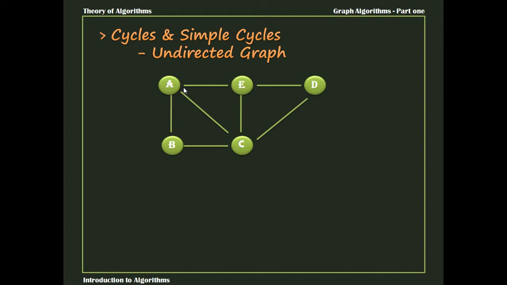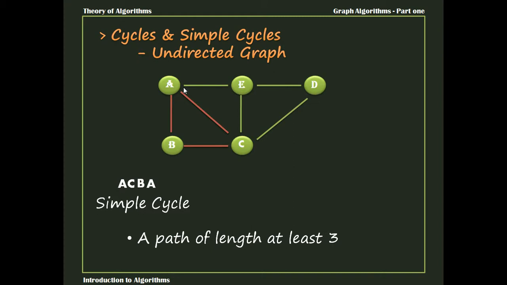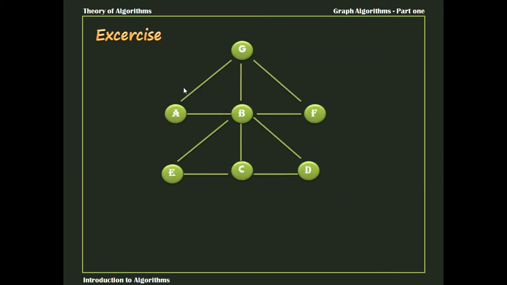Undirected graphs also may contain cycles. They must be of length at least 3. Now, track the following: A, C, B, A. That's a simple cycle. Whereas the following: E, C, A, B, C, E is not a simple cycle. We will have a brief exercise now trying to make it clearer.